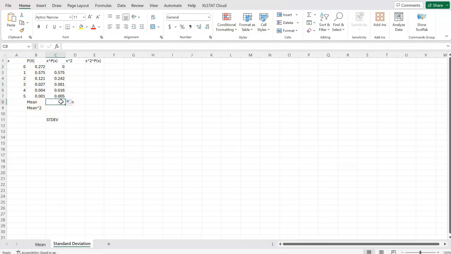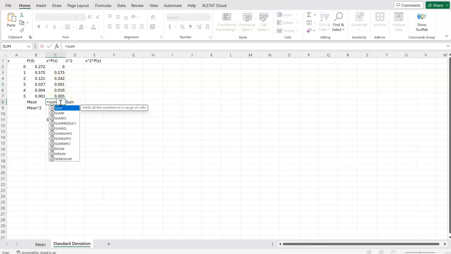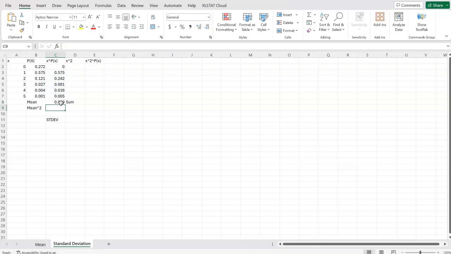And then here, I just want the sum of all of these x times p of x, and that will give me my mean. So I'm going to take the sum, open parentheses, scroll and drag on those cells I want to add up, close parentheses, and hit enter. And this is our mean, which is 0.919. Now, if you recall, the formula had a mean squared in it. So I'm going to go ahead and square the mean. I'm going to hit equal and do the mean times itself. That's what mean squared is. All right, and that gives me my mean squared. I'm just getting it set up to plug into the standard deviation formula.